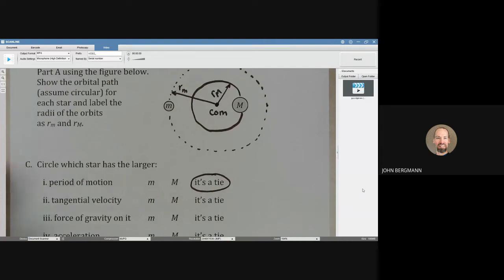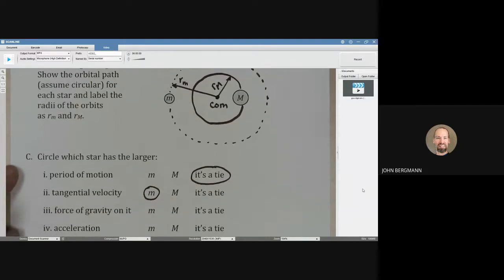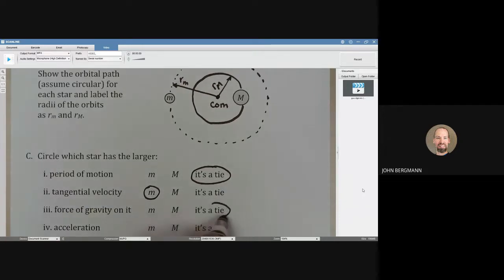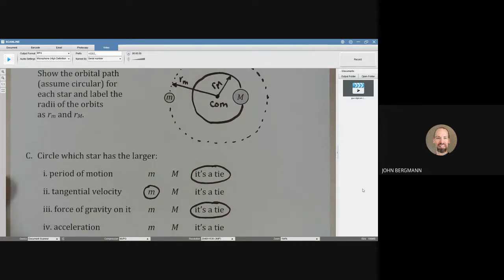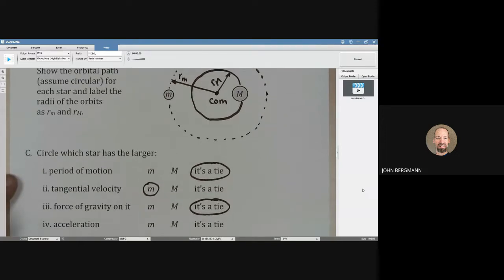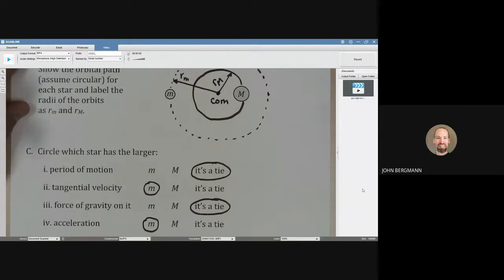Who's got the larger tangential velocity? That's going to be little m, because it goes a much larger distance around in the same time. Which one has the larger force of gravity on it? Ooh, if you get this wrong in my class, you are in big trouble. It is a tie. The gravitational force is an interaction between two masses, and that force is equal. Now, it has a greater effect, doesn't it, on little m. So little m is going to have a greater acceleration, but the force of gravity is the same.